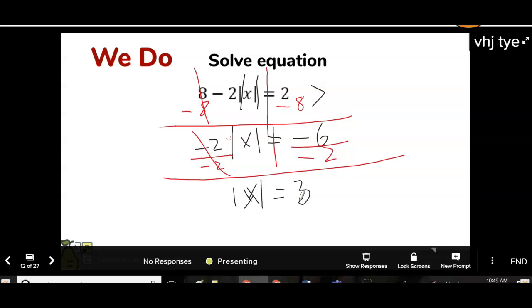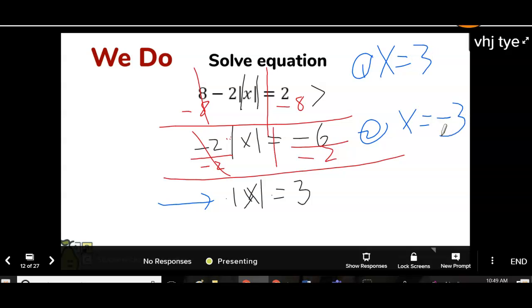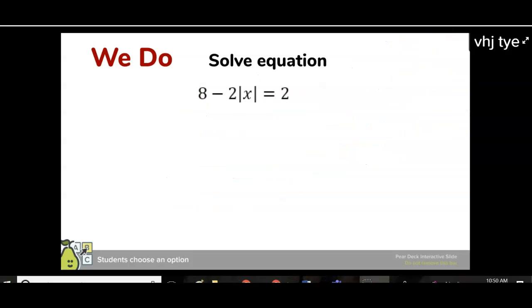Okay. And here, this is a clean equation. Nothing is outside of the toolbar, so you can turn it into two equations. First is inside equals 3. Second is inside equals -3. And you don't need to solve it because it already tells you x equals a number. So that's your two solutions.